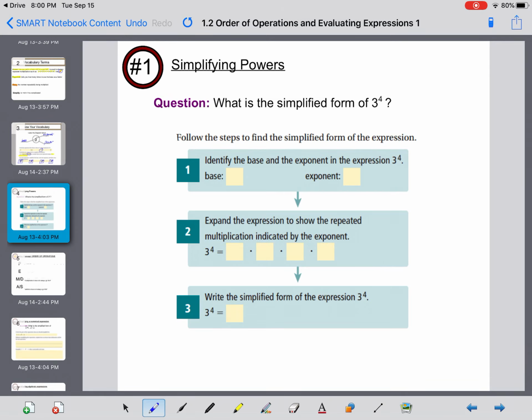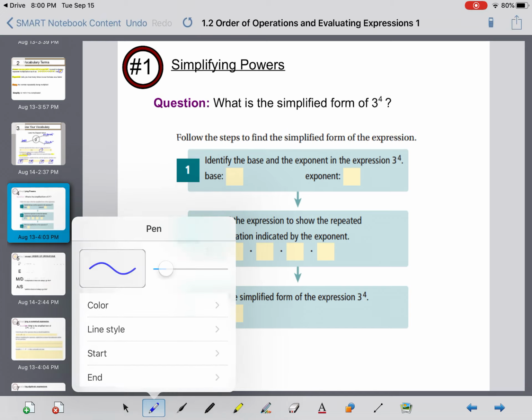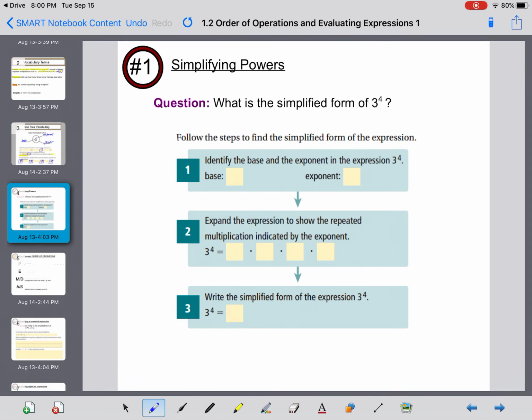What is the simplified form of 3 to the 4th? Well, looking back at our definitions, we know the base is 3 and the exponent is 4. What that's telling us to do is multiply 3 by itself 4 times. Now, in order to simplify and break this down, we know 3 times 3 is 9. And we also know that another 3 times 3 is 9. 9 times 9 is 81.